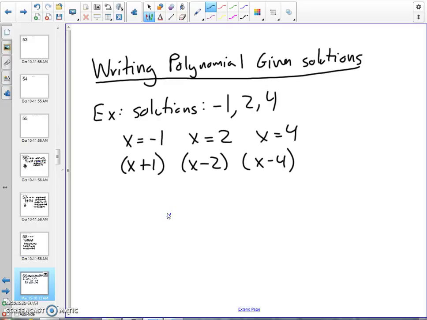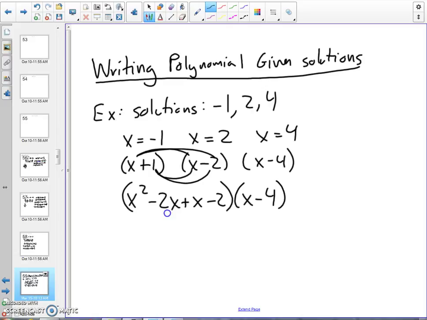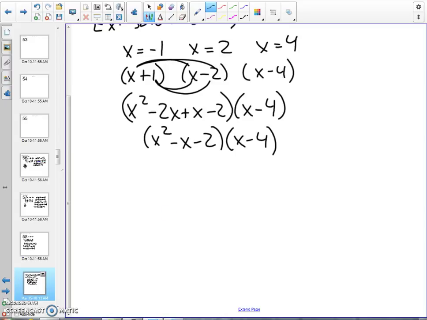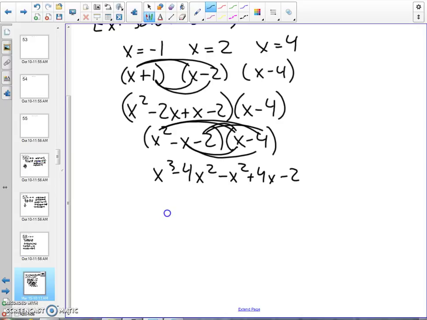So once I get to this point and I've turned my solutions into factors, I'm just doing all of that multiplying. So I'm going to look at my first two binomials here and I'm going to do that distributing. So x times x is x squared minus 2x plus x minus 2. Then I have that x minus 4 that comes down. I'm going to simplify my first set of parentheses. And then I have all of this distributing to do here as well. So x squared gets multiplied by both. Negative x gets multiplied by both. Negative 2 also gets multiplied by both.